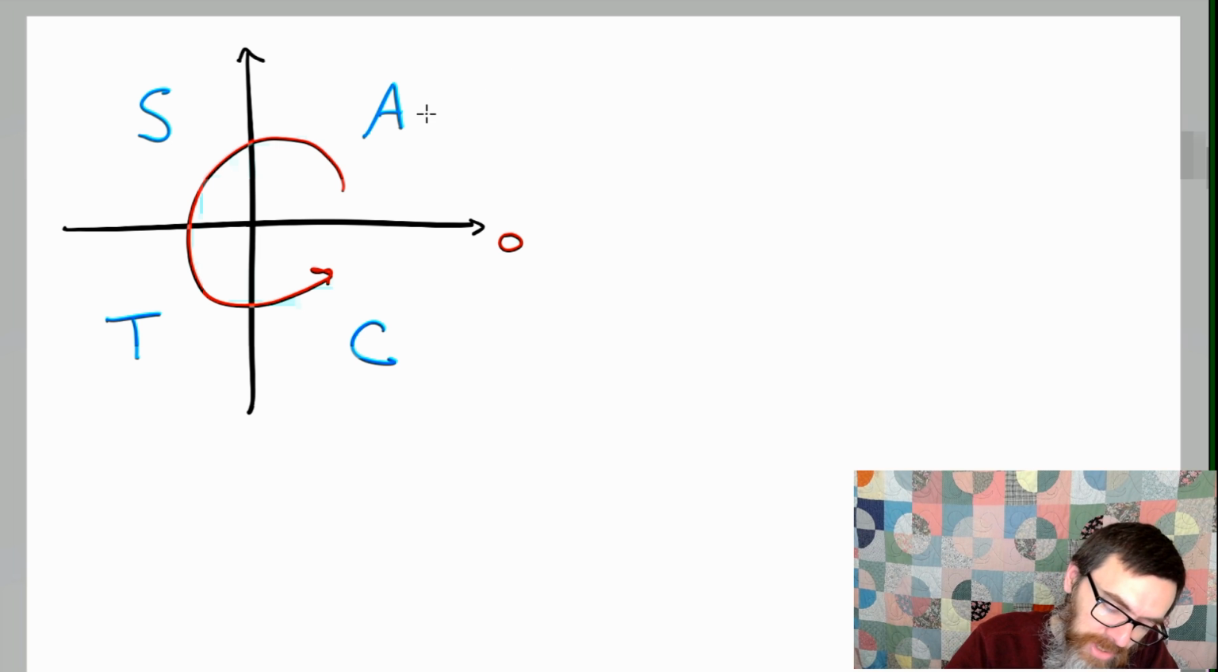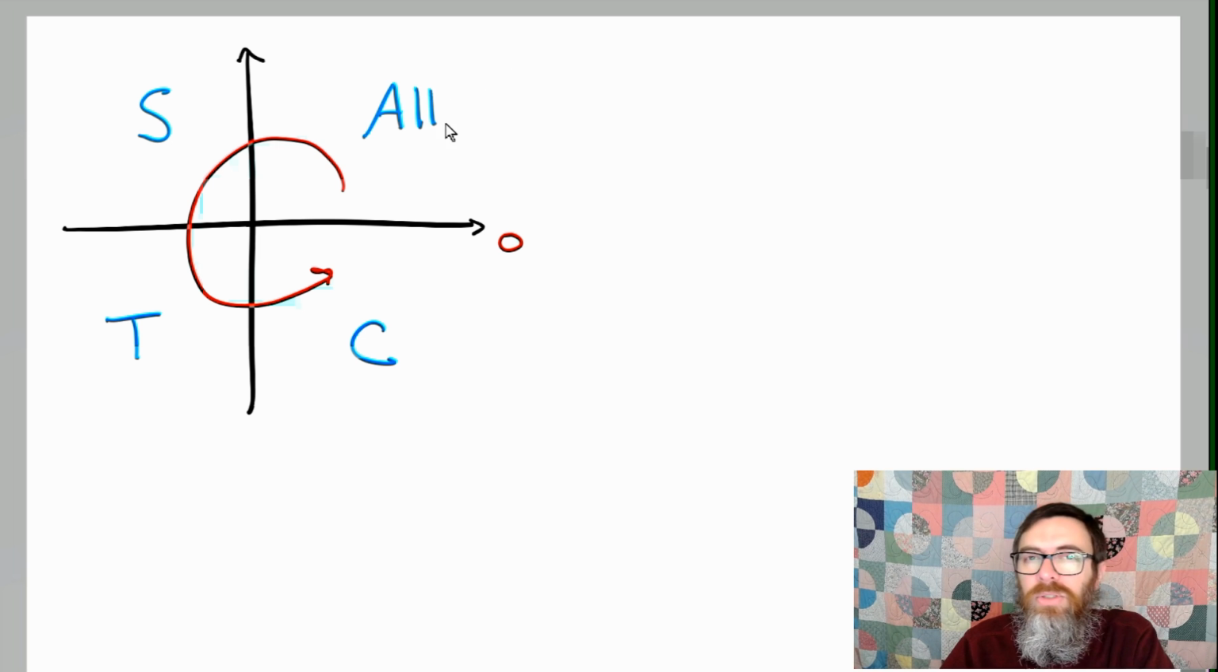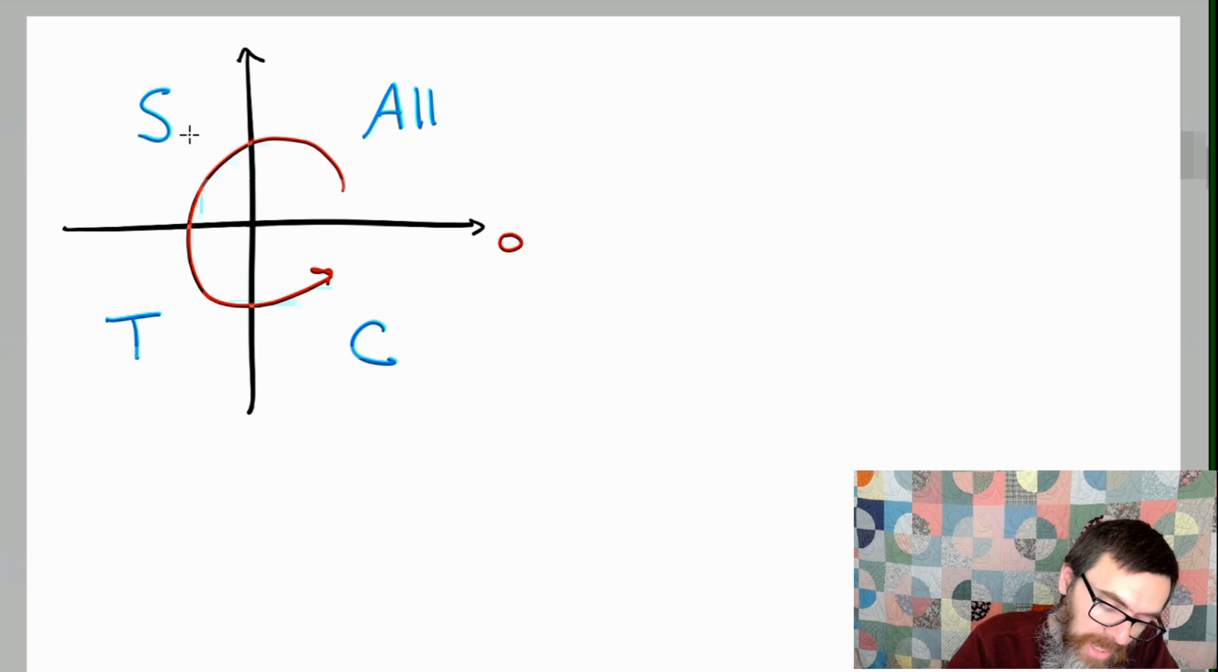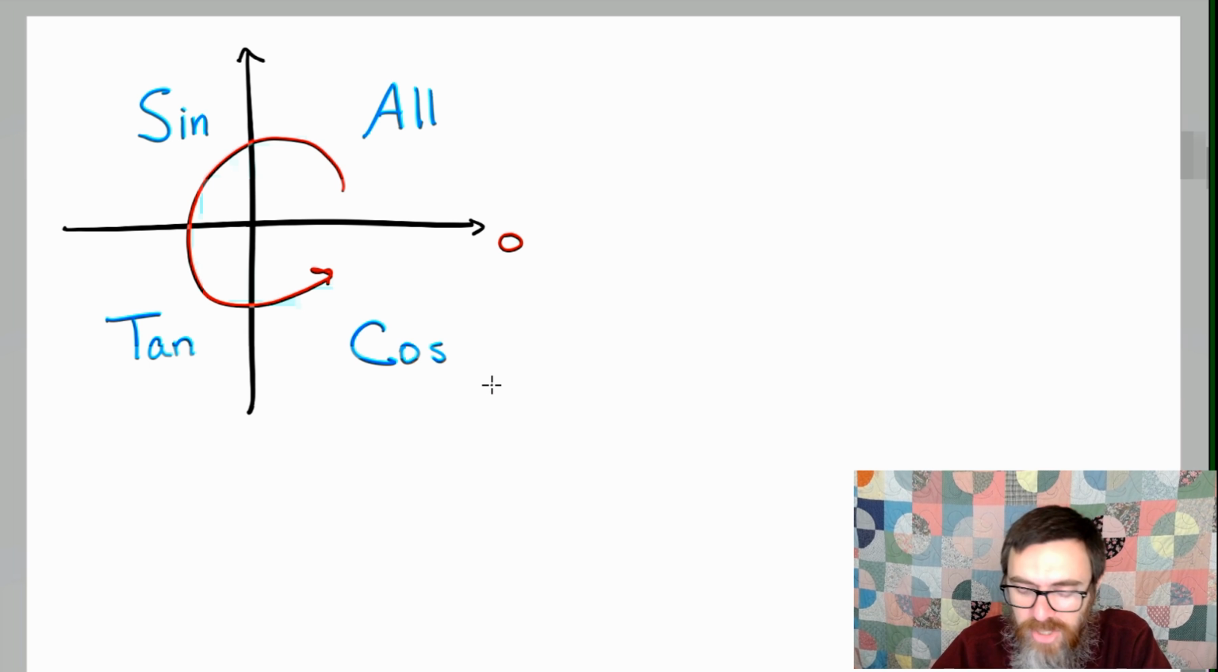So here, this means that all of the three main trigonometric functions are going to be positive. In quadrant 2, only sine is positive. In quadrant 3, only tangent is positive. And in quadrant 4, only the cosine is going to be positive.